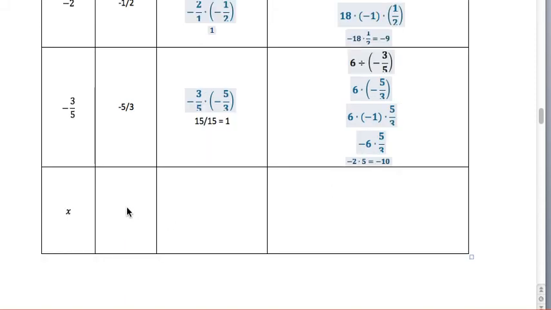Our last two terms are algebraic expressions. And so the multiplicative inverse of x would be 1/x. And when we multiply x times 1/x, we get x/x, which is 1. Any number divided by itself is 1.